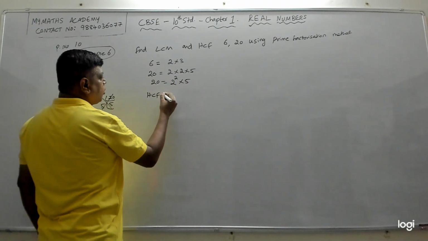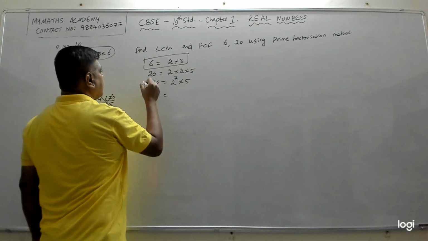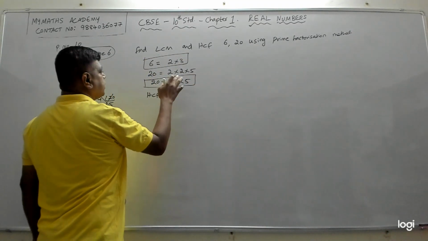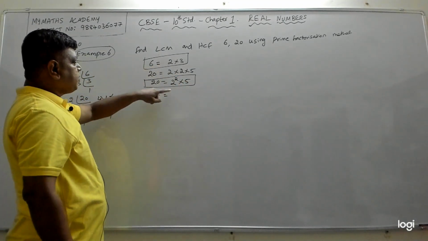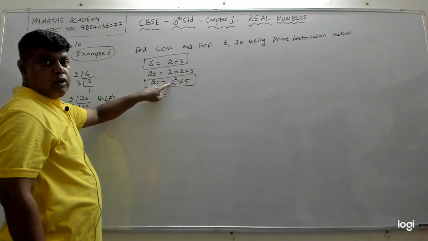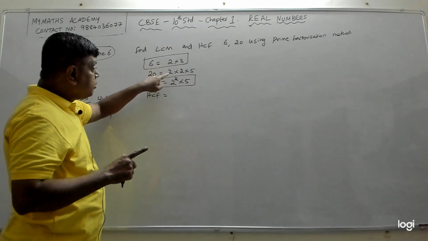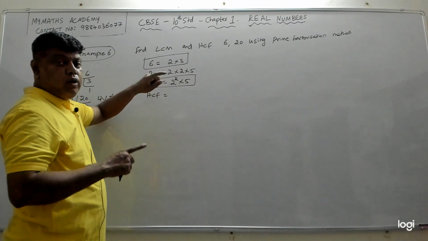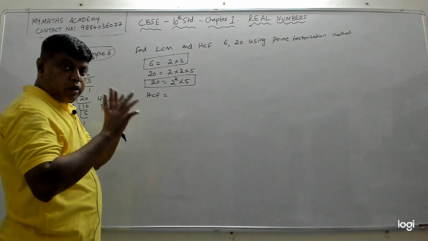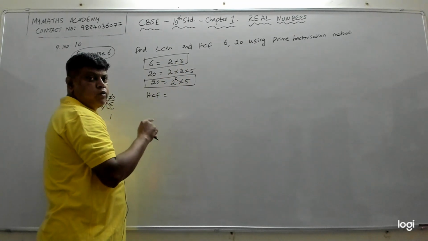Now, if you want to find the HCF, you need to find which factor is common between these two numbers. 2 is here, 2 is also here. You have to check only the prime numbers which are present in both. Only the numbers which are common to both, you have to consider. Suppose you take 3, 3 is not here, so we need not worry, don't consider 3.